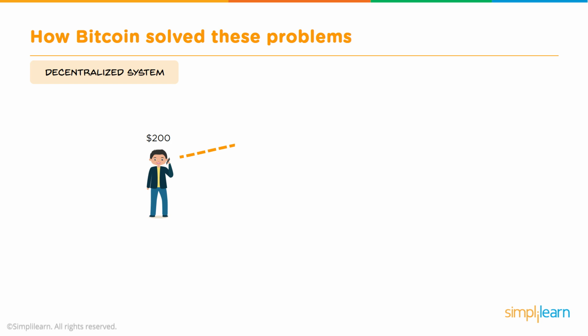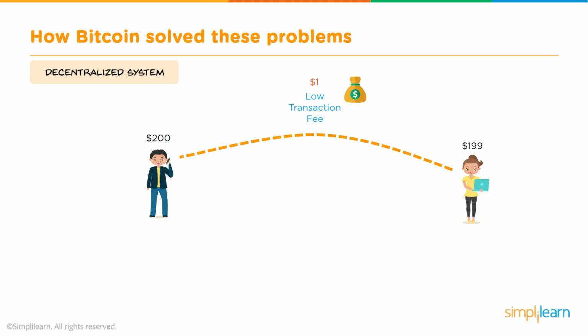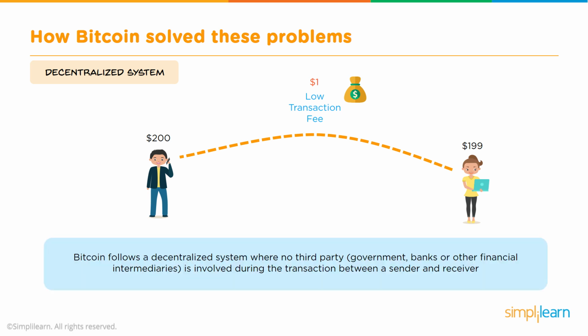Now, how can Bitcoin solve these problems? Bitcoin is a decentralized system which allows you to do a value transfer transaction at a lower transaction fee, as low as $1 as compared to the $5 which the bank was charging. And at the end, the receiver receives the true value of the amount sent by the sender. Bitcoin follows a decentralized system where no third party like governments, banks, or any other financial intermediary is involved during the transaction between the sender and receiver, thereby reducing the cost of transaction drastically. That is the primary objective of cryptocurrencies or technologies like blockchain, which advocate the removal of intermediaries.